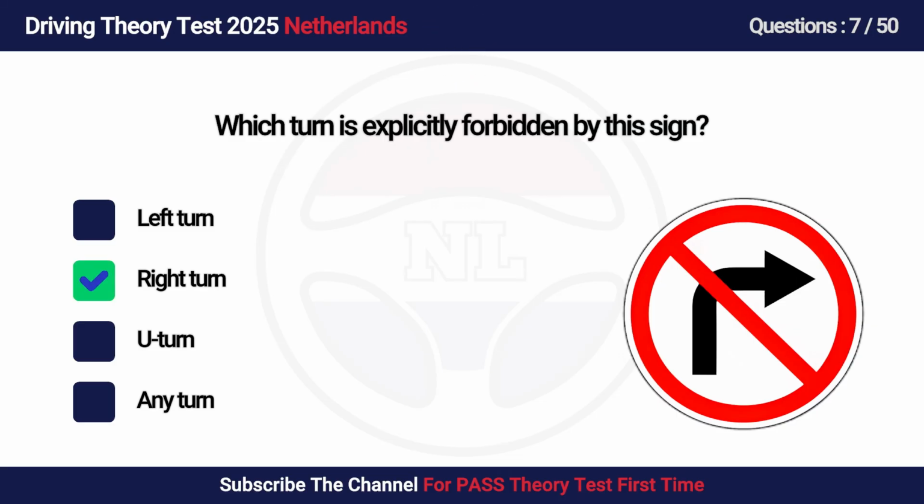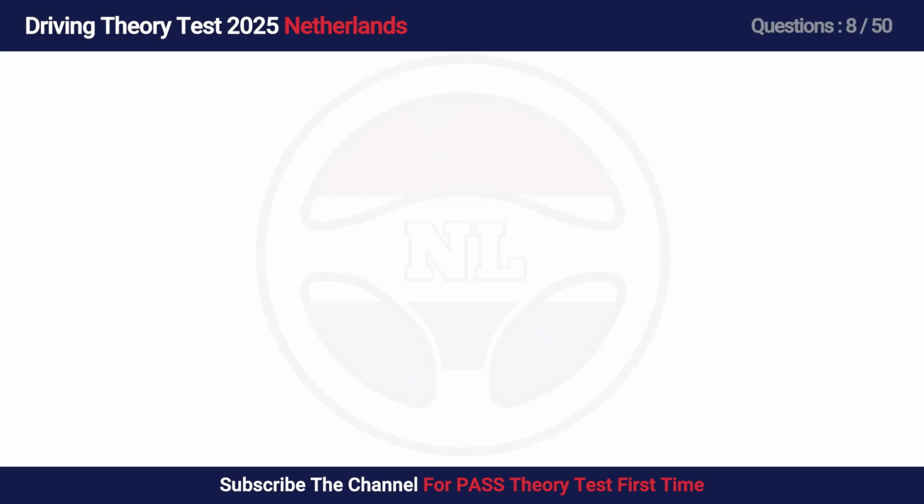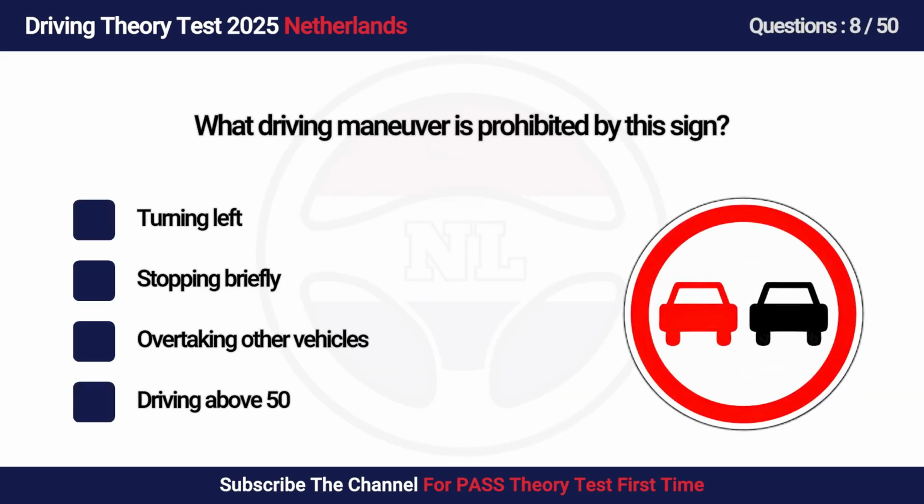Answer is B. Right turn. This prohibitory sign, red circle with diagonal line over a right arrow, indicates that making a right turn is not allowed at this intersection. Question 8. What driving maneuver is prohibited by this sign?